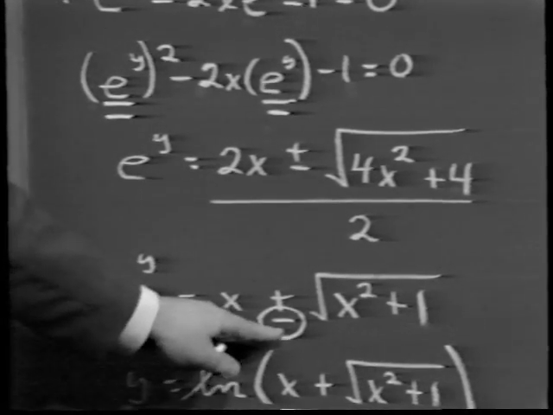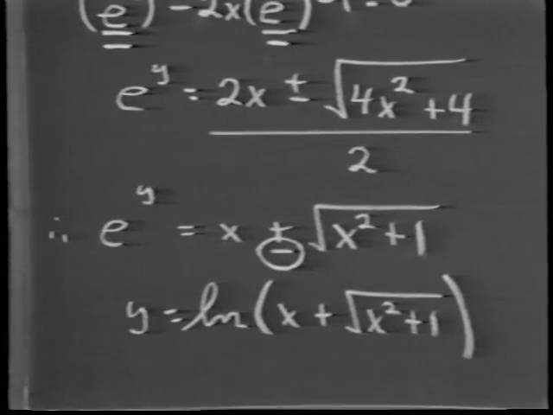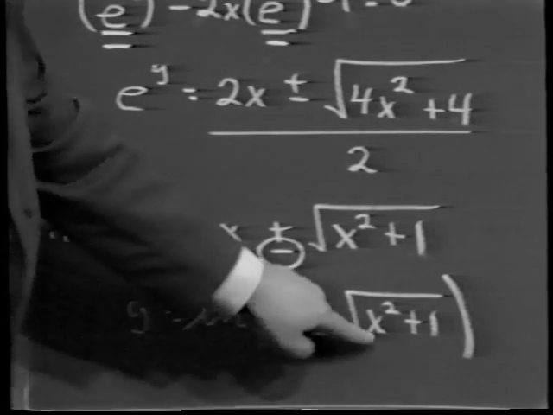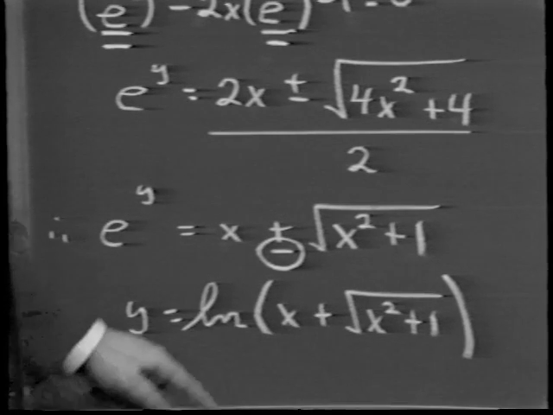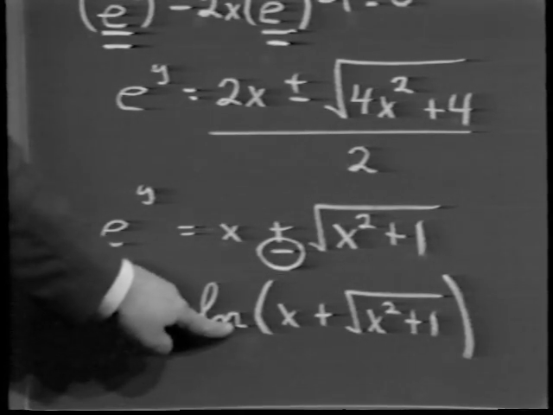And we therefore wind up with what? e to the y is x plus the square root of x squared plus 1. Therefore, y itself is the log of x plus the square root of x squared plus 1 to the base e, which we've already seen is called the natural log.